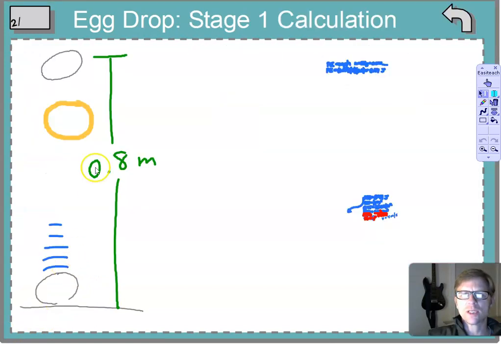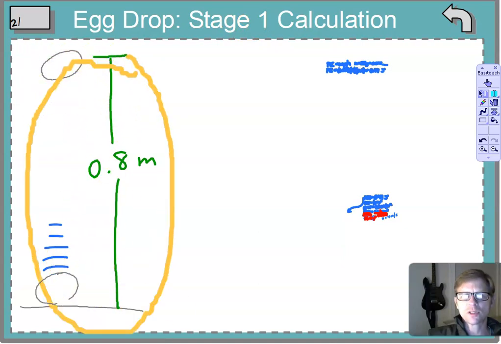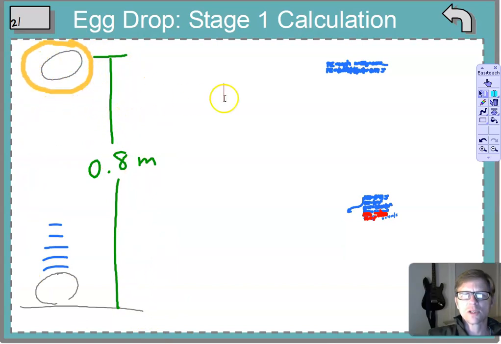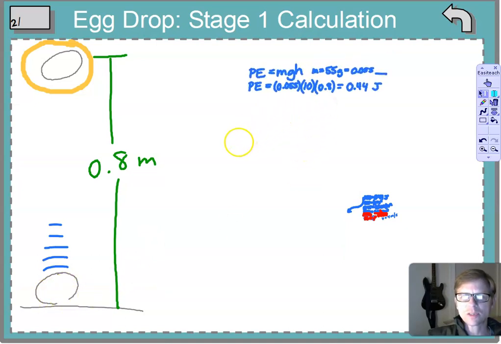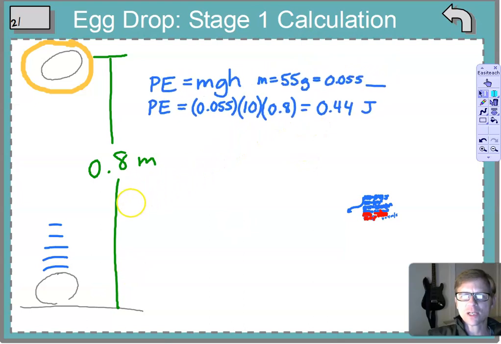So let's get into it. So here's the stage 1 calculation. I'm only interested in the 0.8 meters. It's pretty short. I'm interested in this whole thing. Okay, so here's my object of interest. What I really want to get is the momentum right before it hits. Trying to get the momentum, so I want to get the velocity. How do I do that?